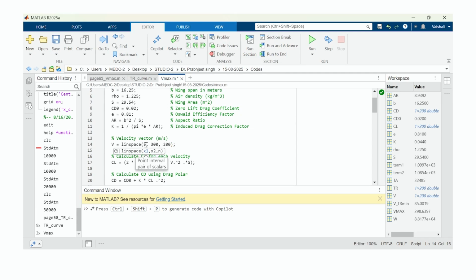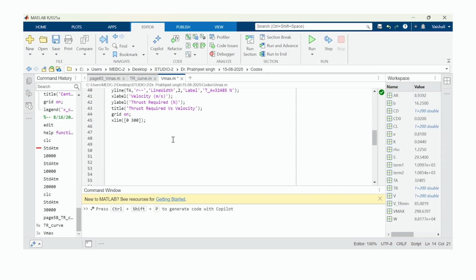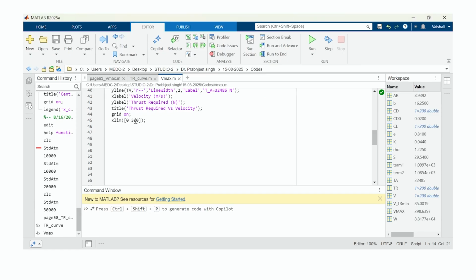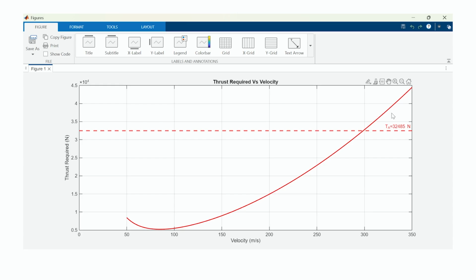So here we have 50, and you can plot to 350 also. Let me rerun the code. Here I am not able to see beyond 300 because I have mentioned 300. Save it and then run it. Now you can see it is going till 350.